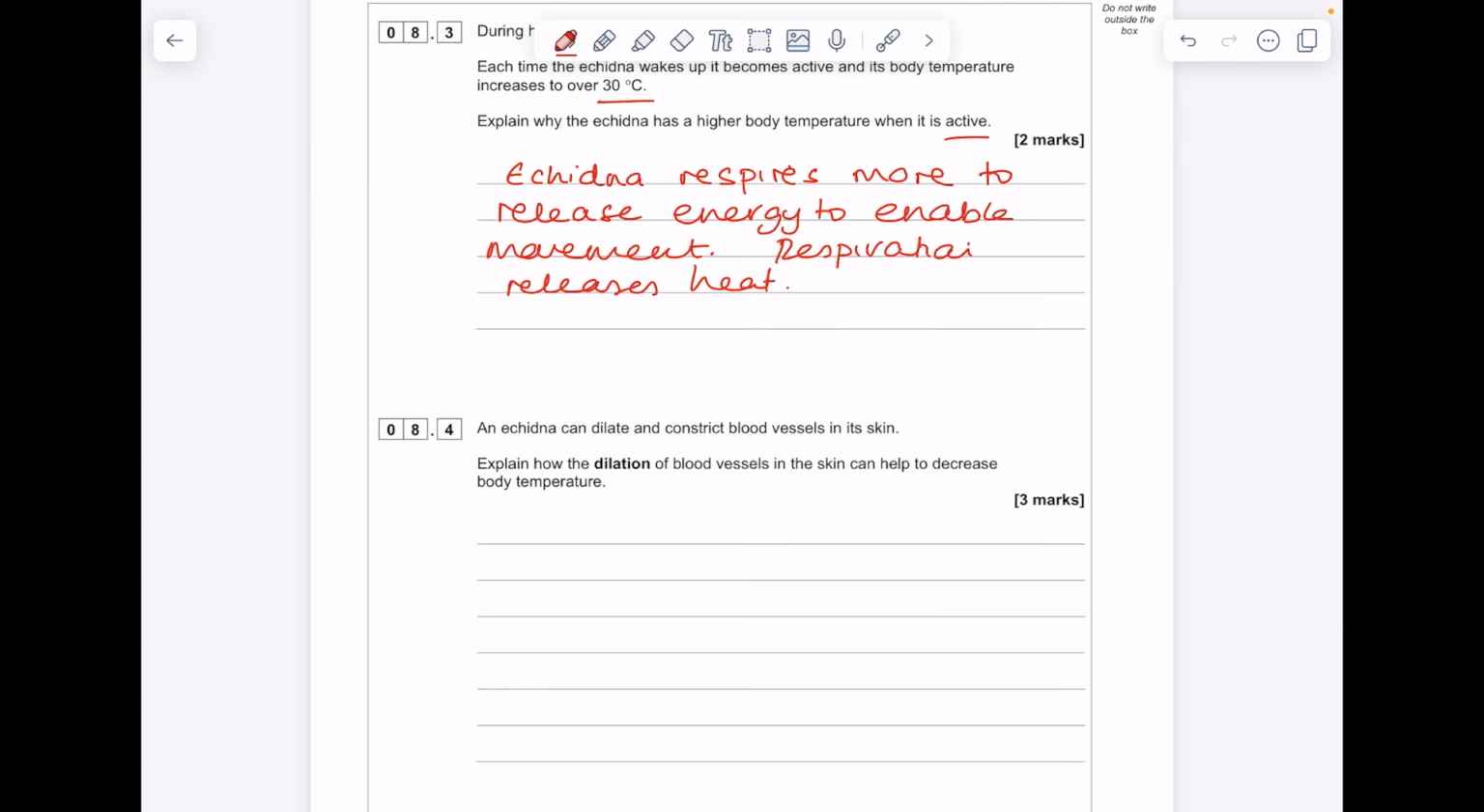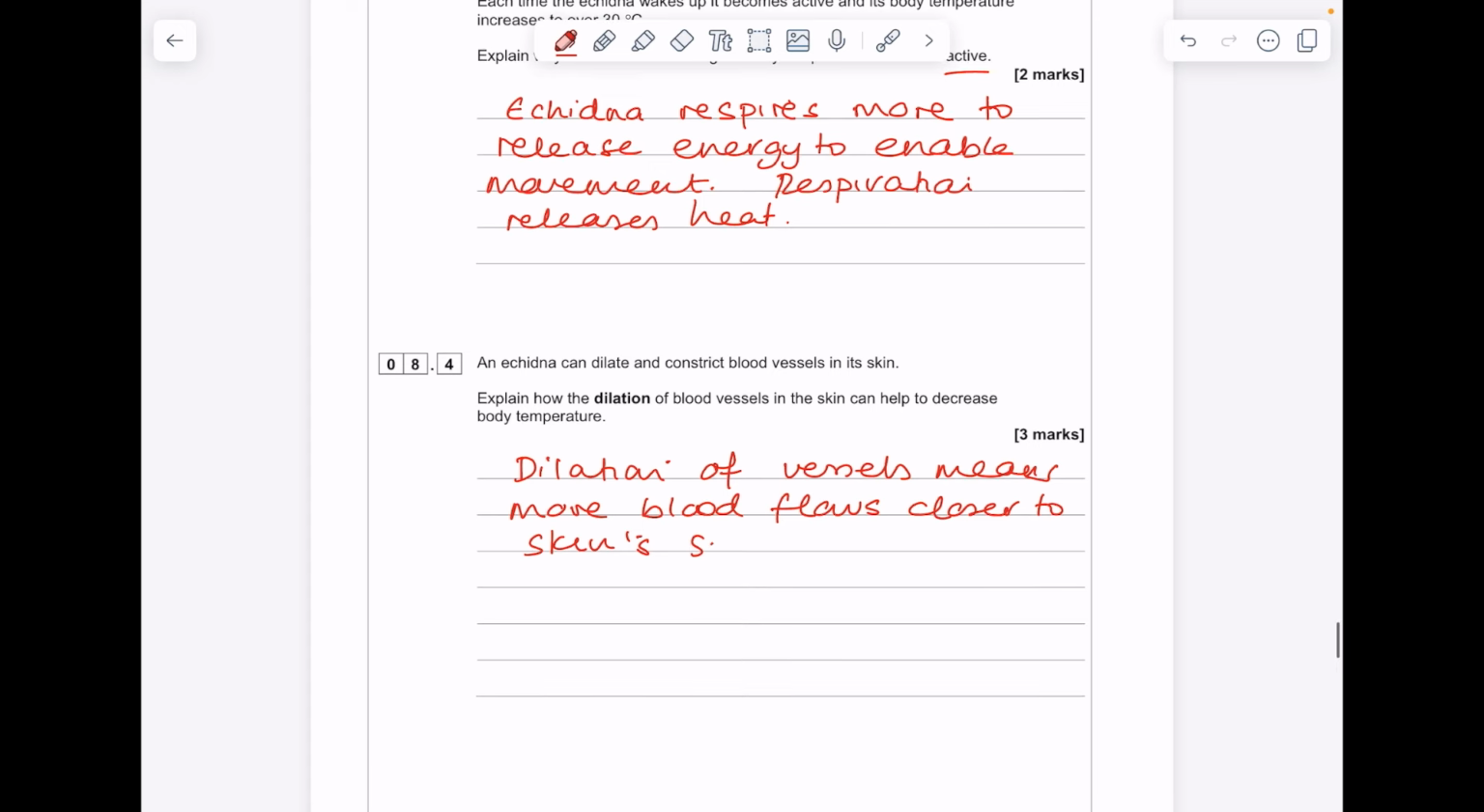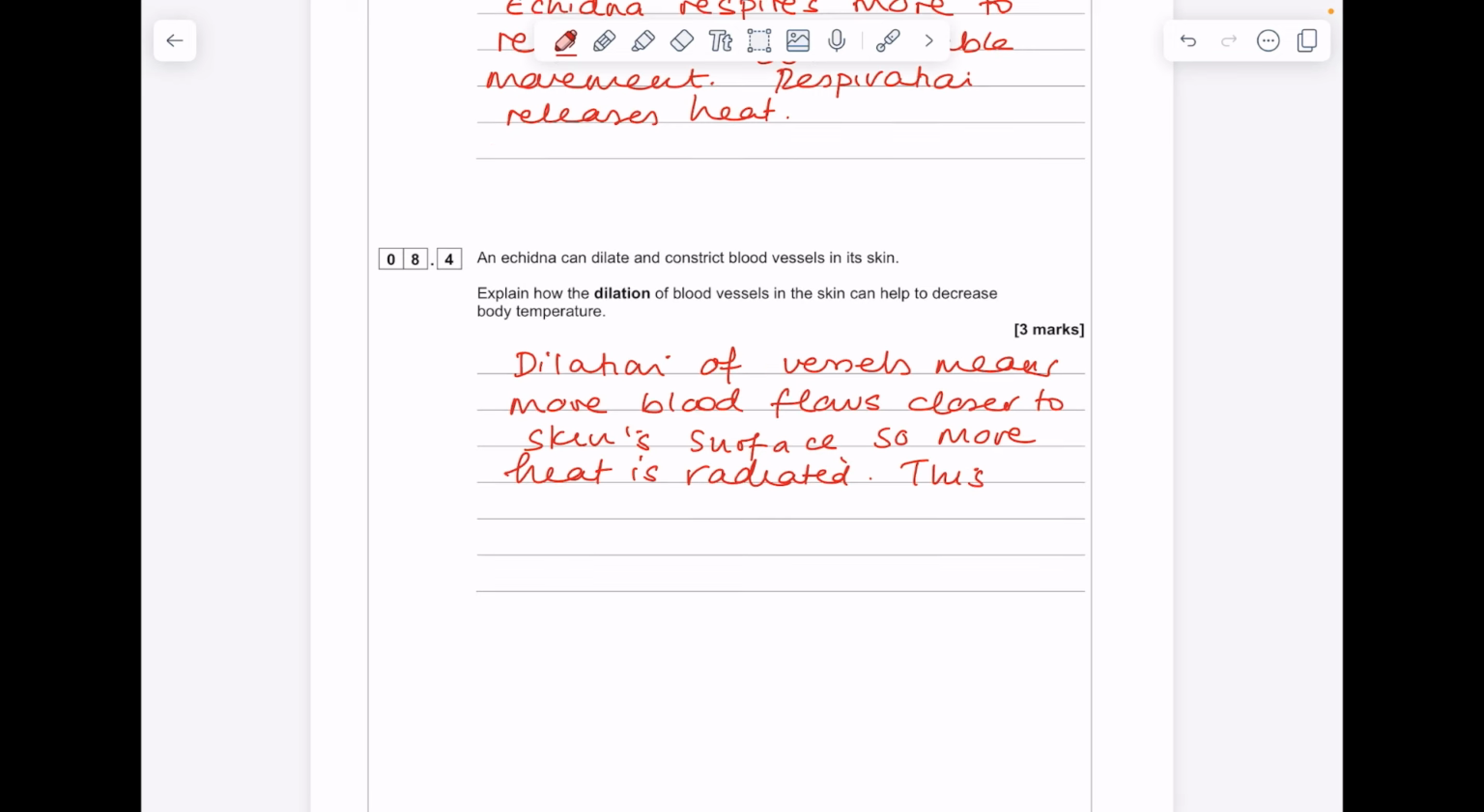An echidna can dilate and constrict blood vessels in its skin. Explain how the dilation of blood vessels in the skin can help to decrease body temperature. So the dilation of blood vessels means that more blood flows closer to the skin surface. So more heat is radiated. This cools the blood, which cools the body.